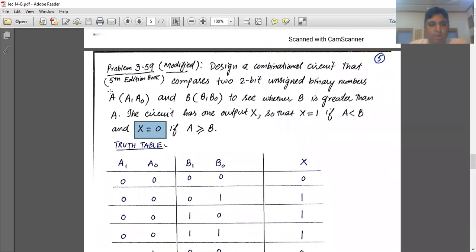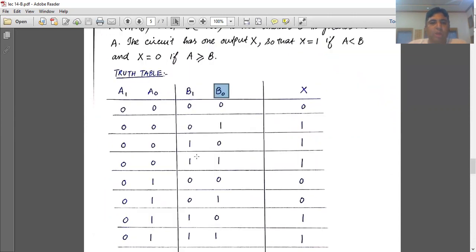We have two numbers, A and B, and both are unsigned 2-bit numbers. So we will call number A as A1 A naught. These are the 2 bits. This is the most significant bit, this is the least significant bit. A1 A naught is number A, a 2-bit number, and this is B1 B naught, the second number, a 2-bit number, with the most significant bit and the least significant bit.